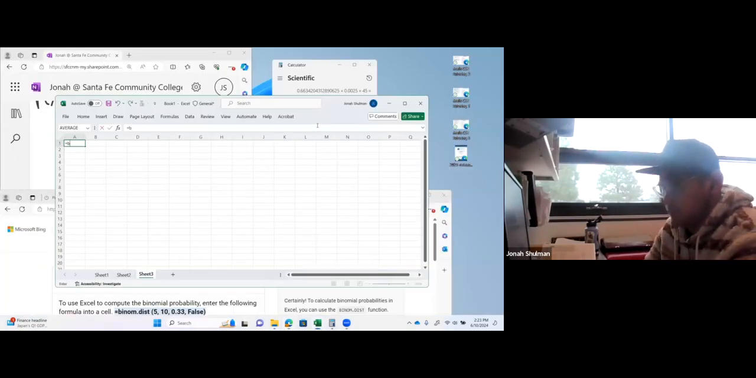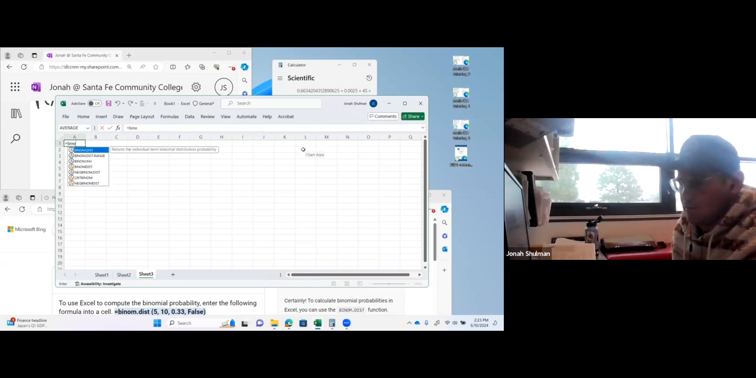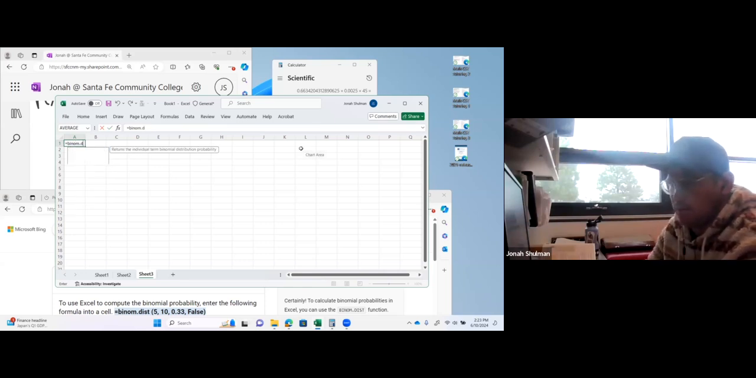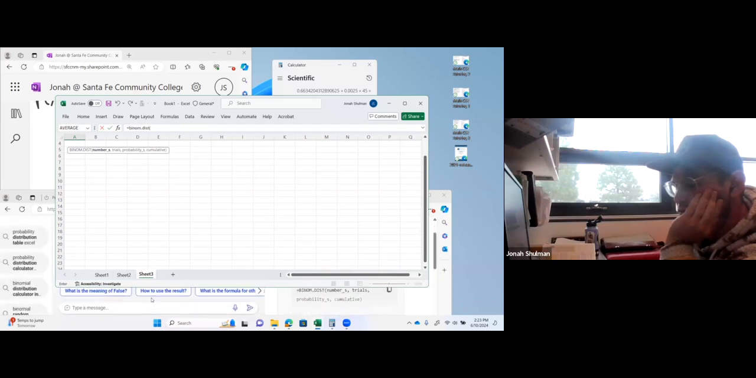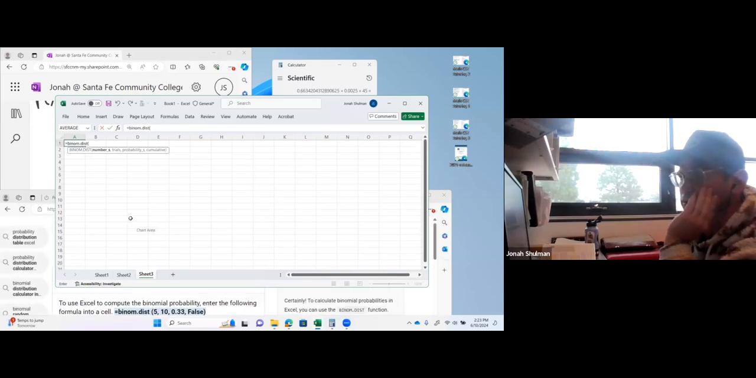Equals binomial dot dist. And I hit the parentheses. Okay, so the first one, the numbers, the trials, the probability of it happening, and then we have to say false. Okay, let's see if this works.